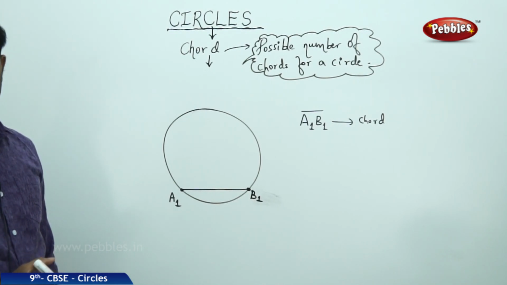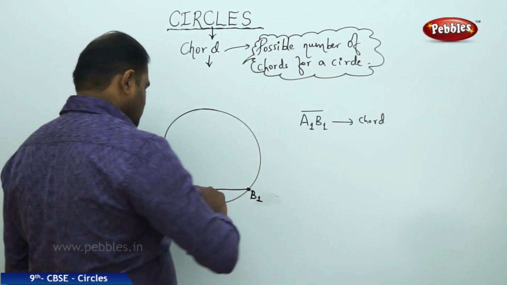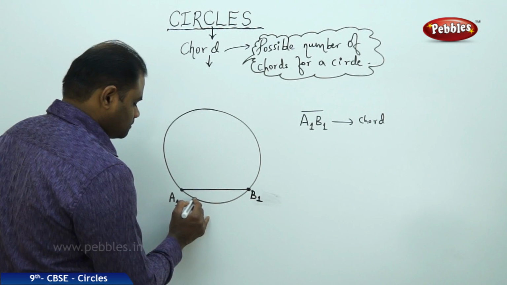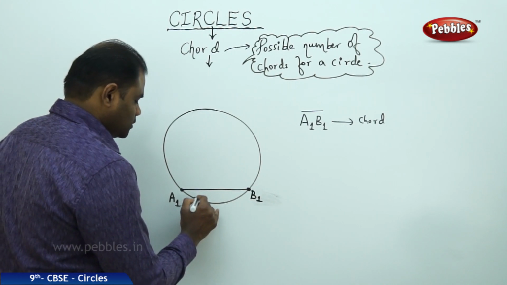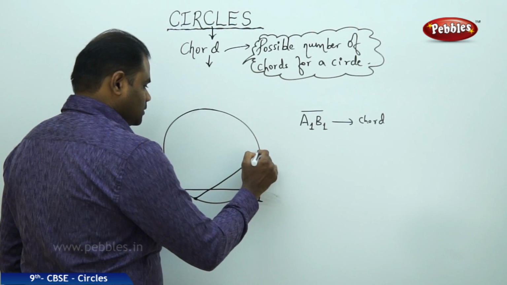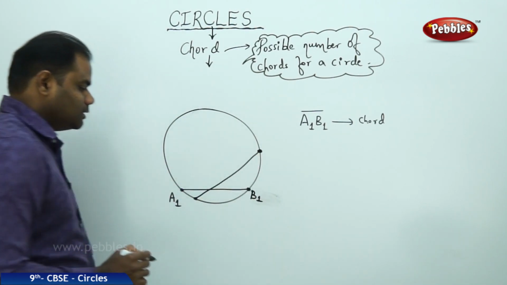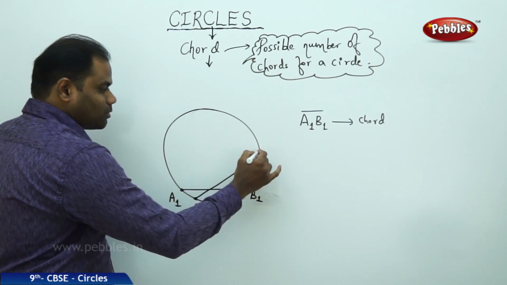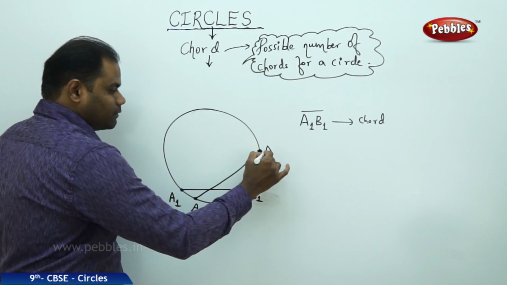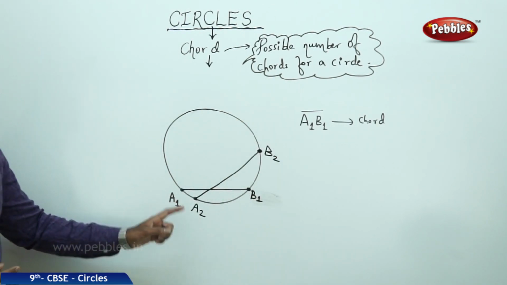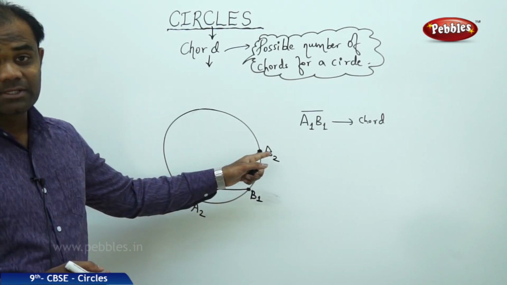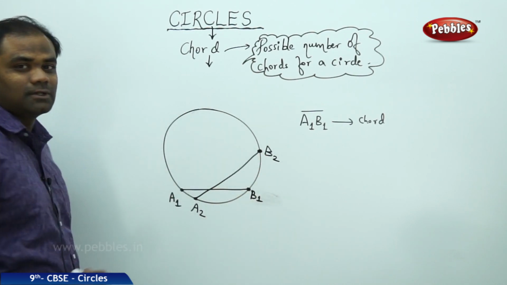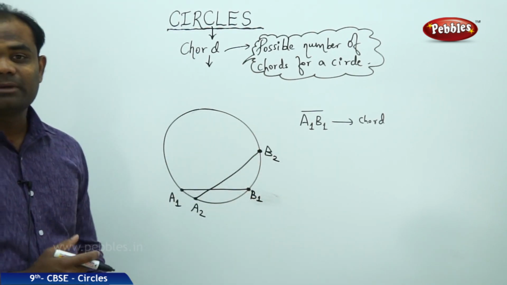Now let's take another set of points. I take a point and then join with another point on the circle, and say this point is referred to on the circle as A2 and this point on the circle as B2. So I have another line segment which is formed when I join the points A2 and B2 on the circle.